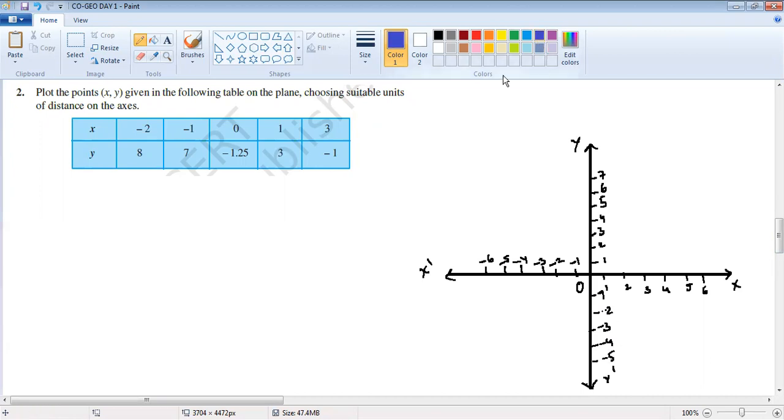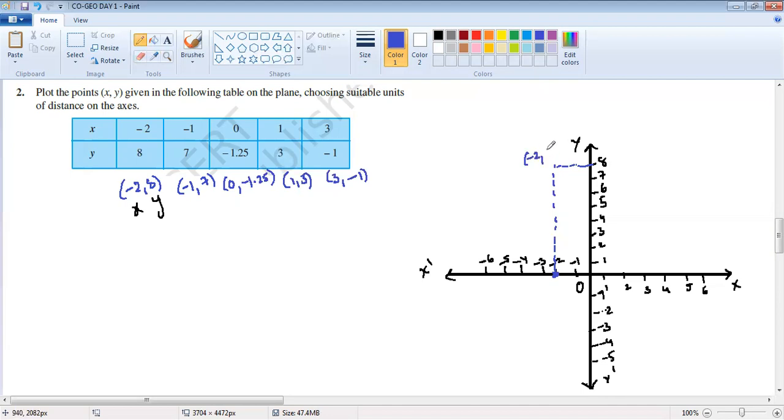Okay, now coming to this one. The first, please write it: (-2, 8). And this one (-1, 7), and this one (0, -1.25), and this is (1, 3), and this is (3, -1). See (-2, 8), up to 8 we have, right? Let us mark up to 8. It means x is negative, y is positive, so you move to your left side 2 units, and from there, since y is positive, you go up. So this is the position of (-2, 8).